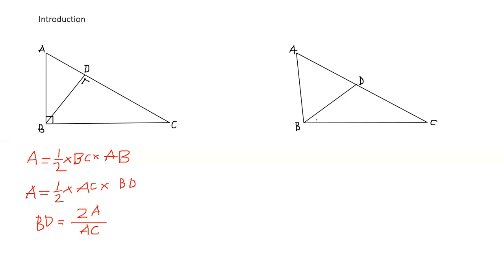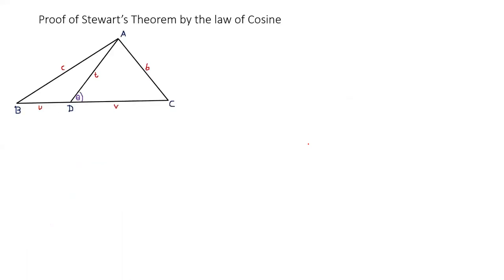Right, but how about if BD is positioned in this triangle like this? To find BD, we cannot apply this rule. We may use Stewart's theorem to find BD. Okay, let's move to the next slide for Stewart's theorem.